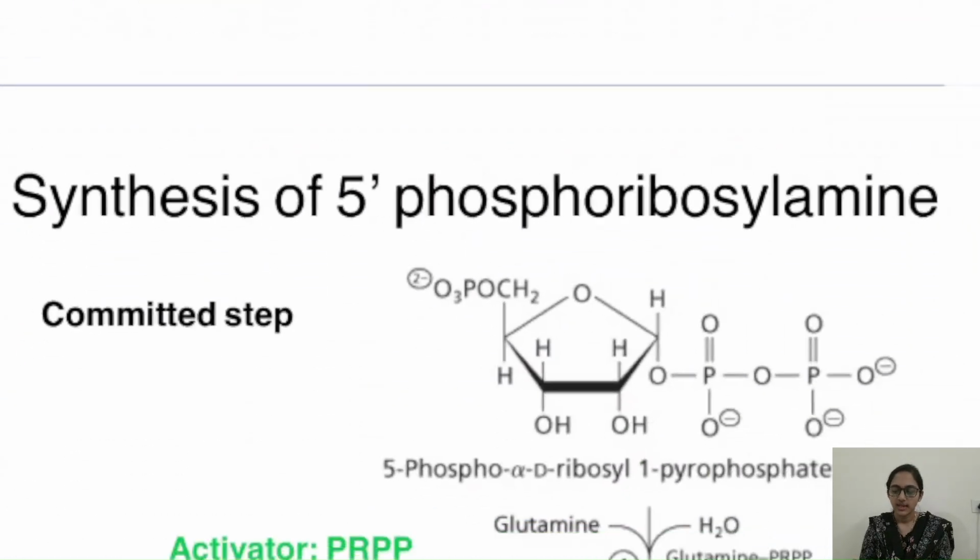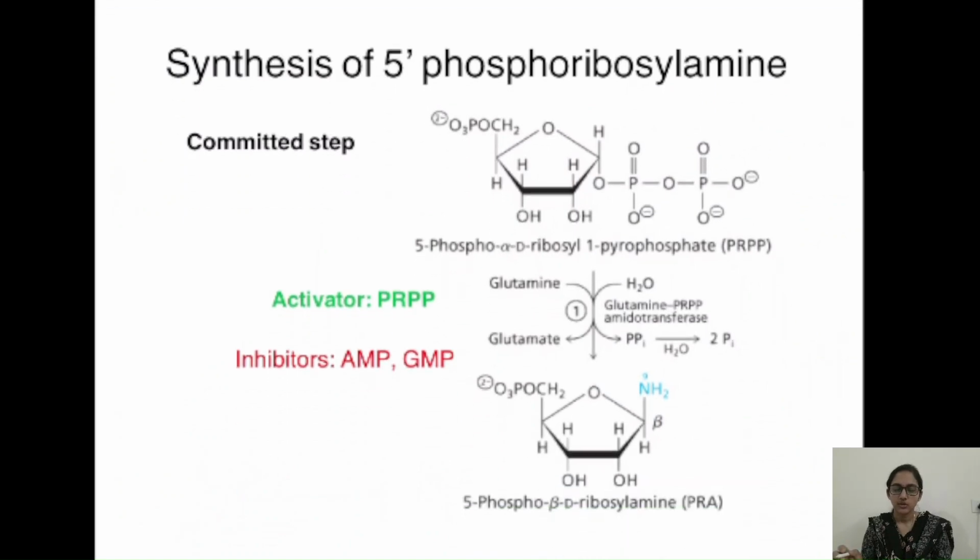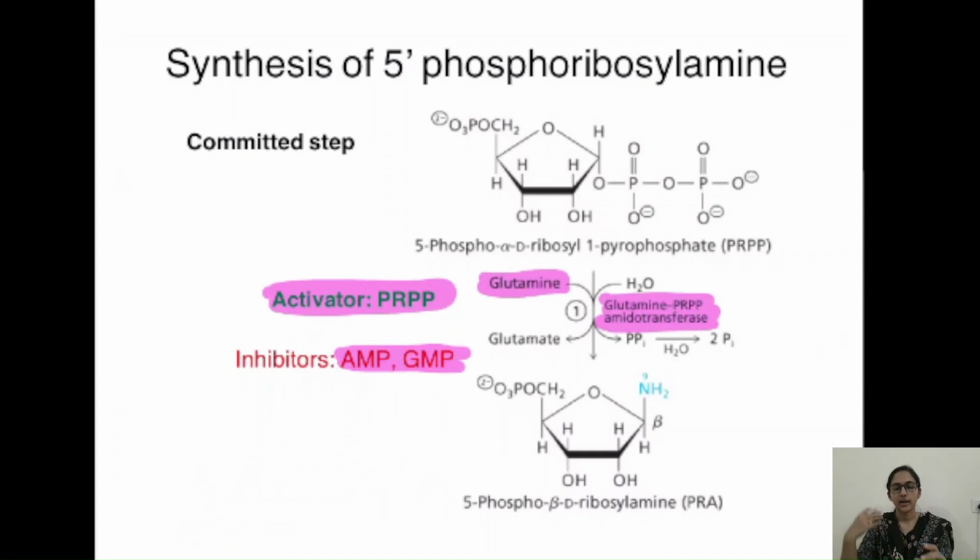Yes. So next, this is the committed step I told you, is it not? The activator of this step will be phosphoribosyl pyrophosphate. Which step is it? Glutamine PRPP amidotransferase. That step only, the first step in which we give the first glutamine. The inhibitors will be the products of this pathway. The product of the pathway, till what we have seen, is inosine monophosphate.